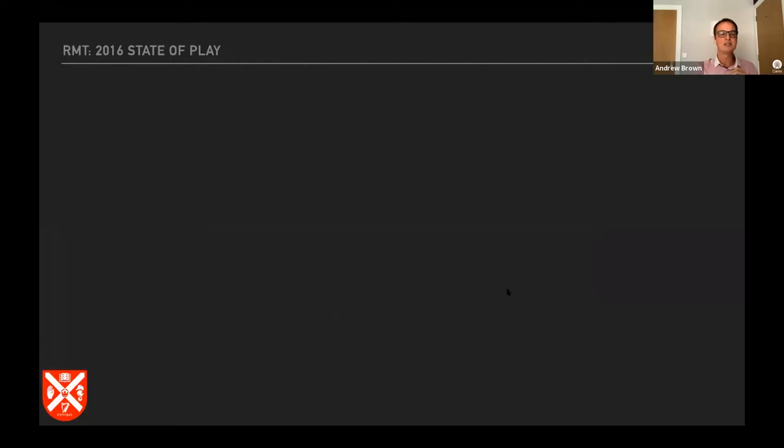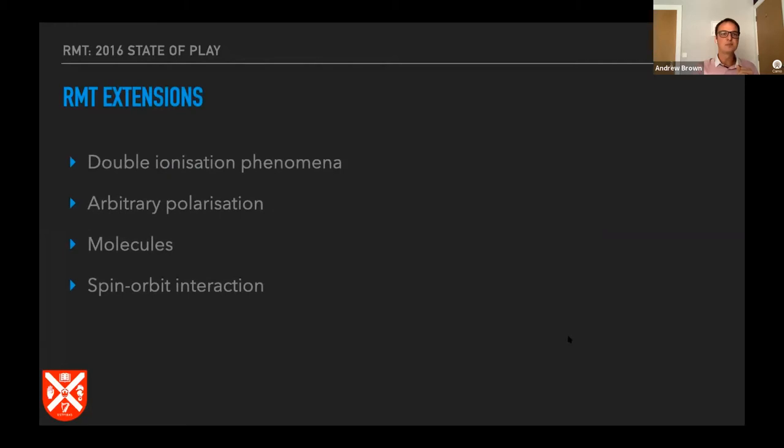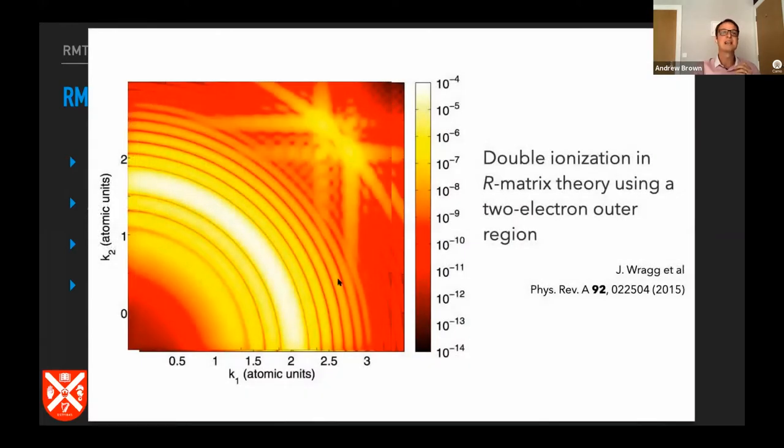And those four areas were looking at double ionization. Implicit in this R-matrix methodology that I'm talking about is the idea that you can only have a single electron moving outside of this inner region. But we had an idea of how we might extend that paradigm in order to address double ionization. And indeed in 2016, we already had a prototype calculation looking at helium, just looking at the two electron system. Jack Ragg, our colleague at Queen's, had worked on that during his PhD.